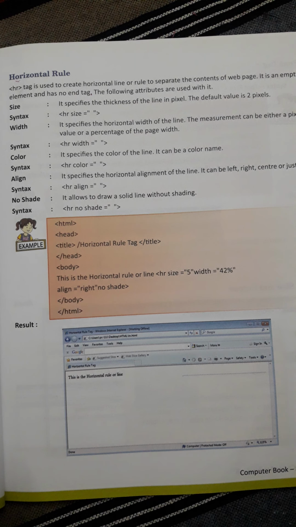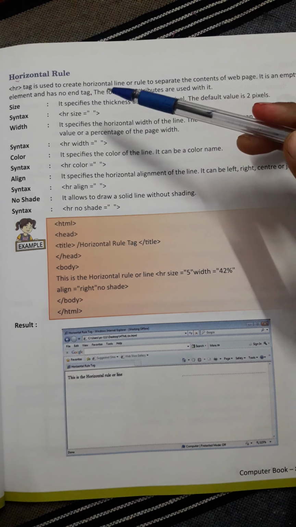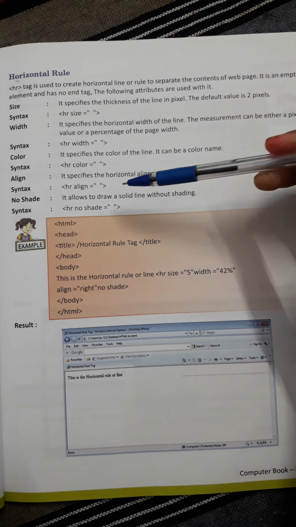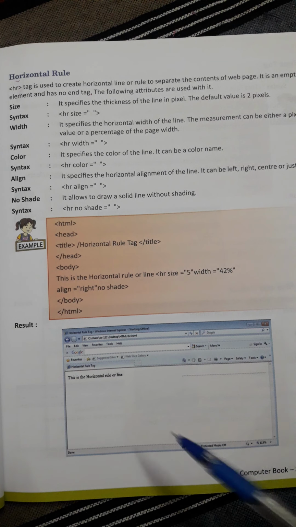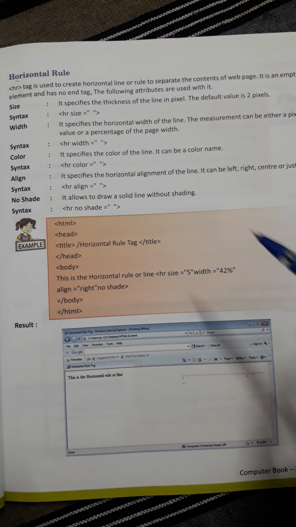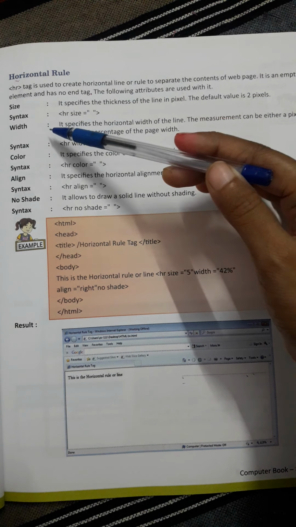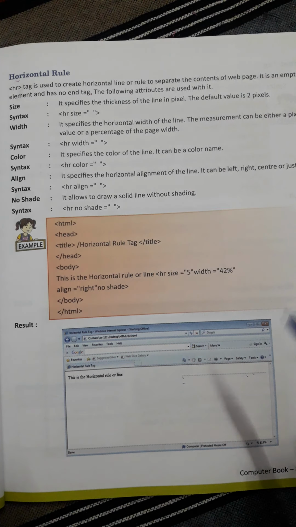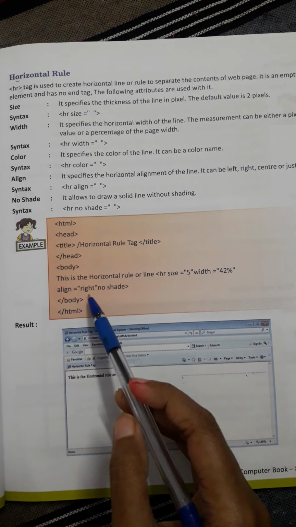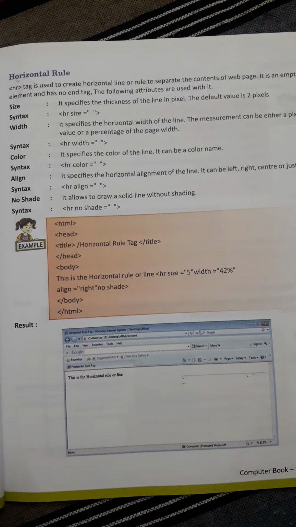Next one is the horizontal rule. The HR tag is used to create a horizontal line or rule to separate the contents of a web page. It is empty, it has no end tag. It means it is an empty tag, it will not close by the slash. Here some attributes of the horizontal rule tag are given. You can see the output. Here one horizontal line is given. This is a small program. You can see there are some attributes: size, width, color, alignment. Here HR size equal to 5, width equal to 42%, align right. So here on the right side one line is given.